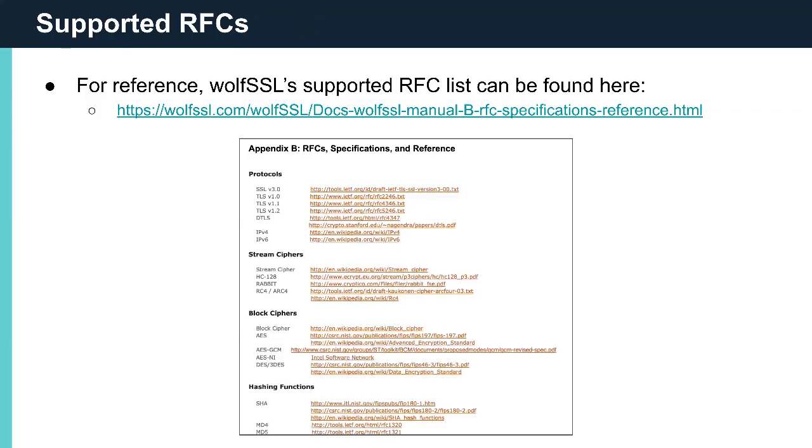If you're curious about which specific RFCs we're implementing code from, we have that documented inside of our manual. I believe it's Appendix B, but we just redid our manual in the last year, so there's a chance this could have moved, but I think it's in the same spot. It'll be obvious when you look at the table of contents in the wolfSSL manual.